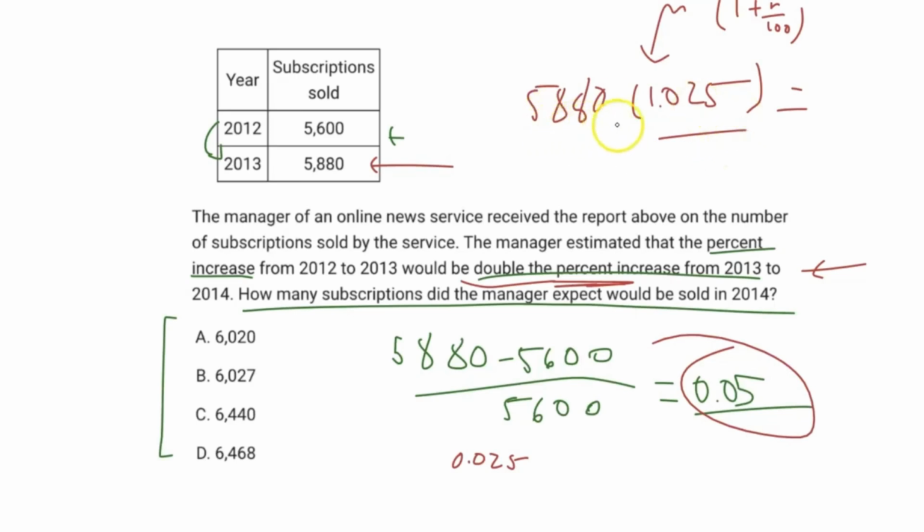So 5,880 times 1.025 is going to give us a value of 6,027. So that lines up with answer choice B as our final answer.